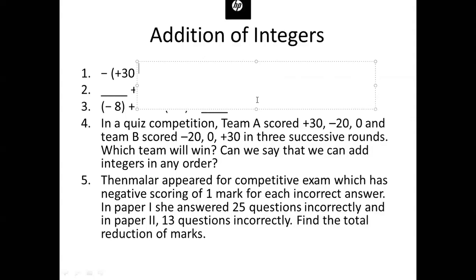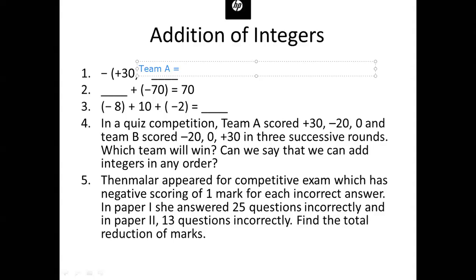In a quiz competition, team A scored plus 30, minus 20, 0, and team B scored minus 20, 0, and plus 30 in three successive rounds. Which team will win? Can we say that we can add integers in any order? So let me first take the first question. Which team will win? So how do you work that out? So team A score.